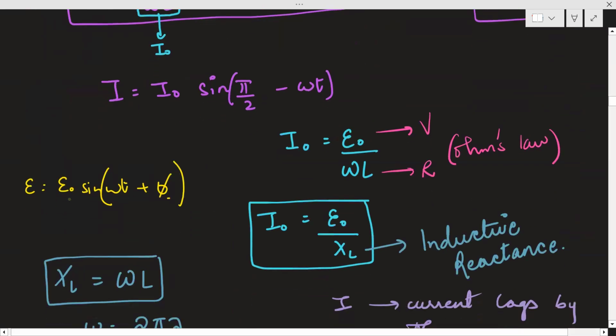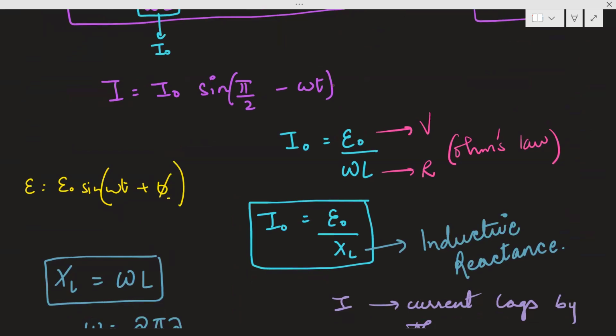Now see, E is equal to E naught sin omega t plus phi, while current is I naught sin omega t minus phi. Which is leading and which is lagging, looking at the formula? Yes, class, look: E is equal to E naught sin omega t plus phi, I is equal to I naught sin omega t, 90 minus theta. Something is being subtracted here, so the phase will be lesser. So EMF leads, current lags.